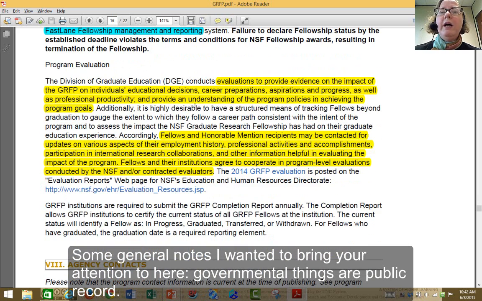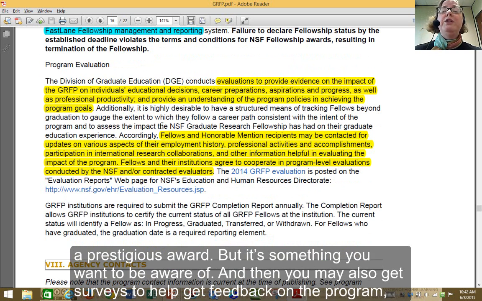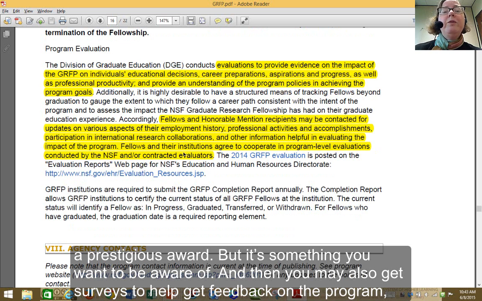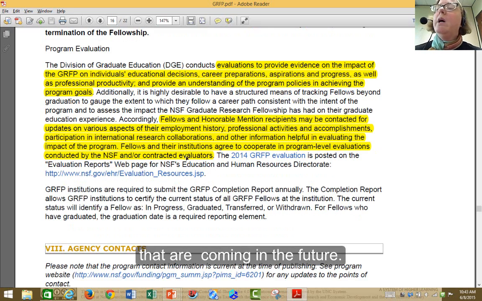Governmental things are public record. That means that your participation in the program is public record. That's generally good because you want people to know when you get a prestigious award, but it's something you want to be aware of. And then you may get a survey to help get feedback on the program, which is your chance to have influence for your future years in the program and also to improve things for your junior colleagues that are coming in the future.